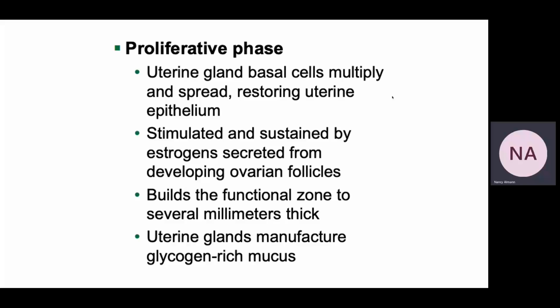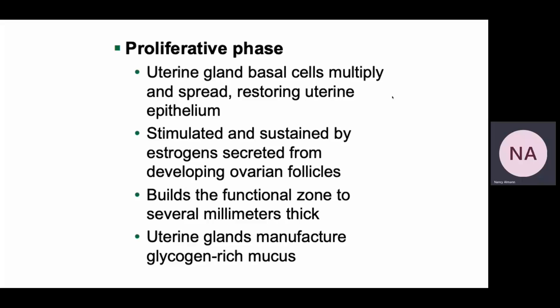The proliferative phase is when you have these basal cells in uterine glands that multiply and spread, and they are going to do that to restore the uterine epithelium. They will be stimulated and then sustained by the hormone estrogens, which will be secreted from those developing ovarian follicles.